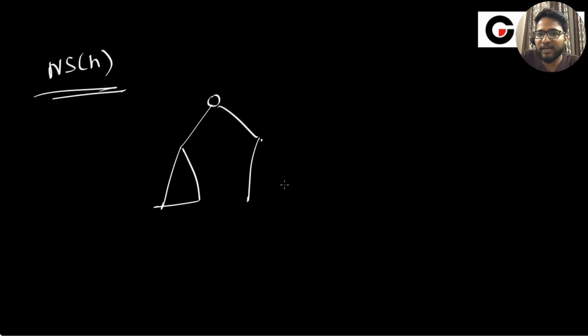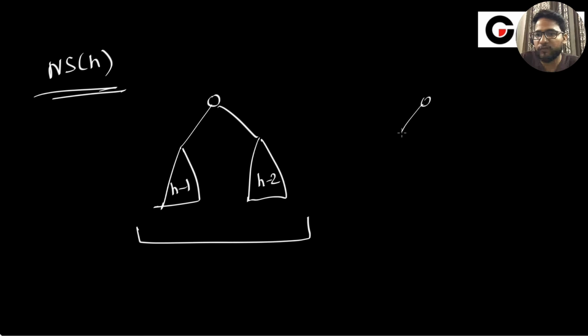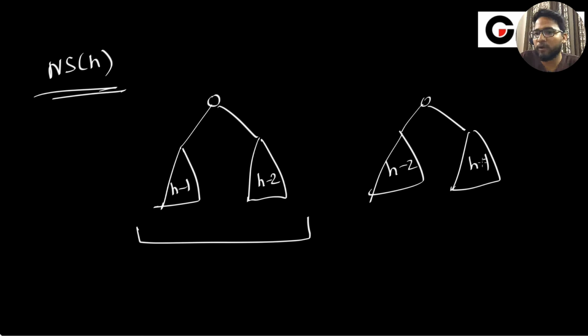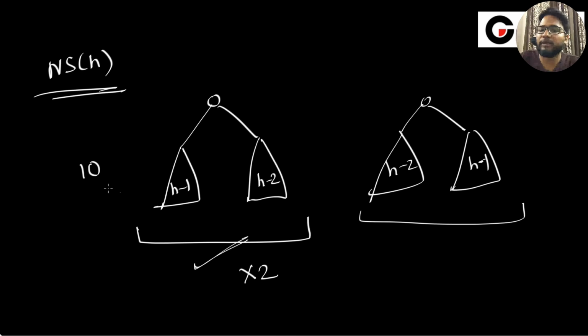Now I know that I'm interested in finding this kind of structure. So how many of this kind of structure are possible? Suppose this is h minus 1, then this is h minus 2. I'm only interested in finding this kind of structure. What about the other kind, where maybe this height is h minus 2 and this height is h minus 1? Why am I not taking this into consideration? Because once I find this, I will just multiply by 2. Let's suppose these kinds of structures are 10, then I will say total minimal AVL trees are 20.